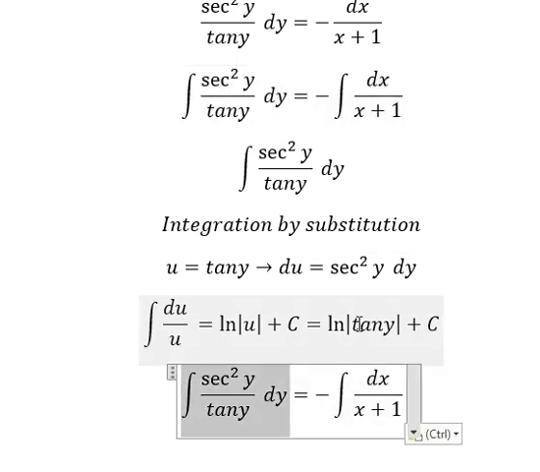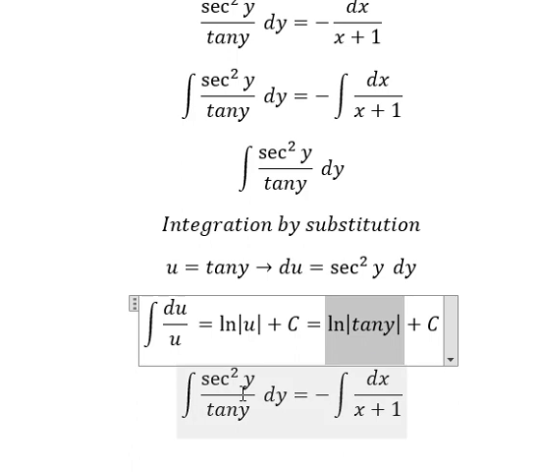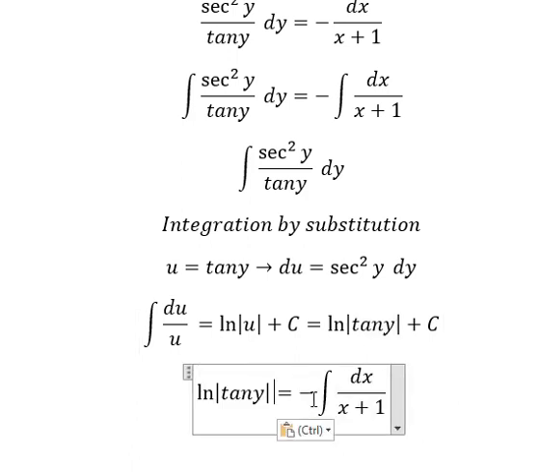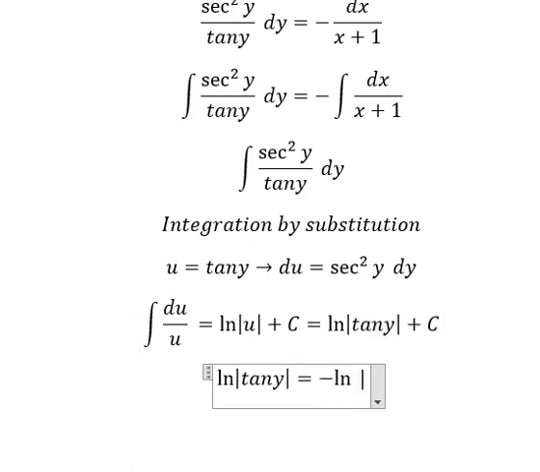So this one, that is this one. This one, that is Ln of the absolute value of x plus 1, and I will put c.